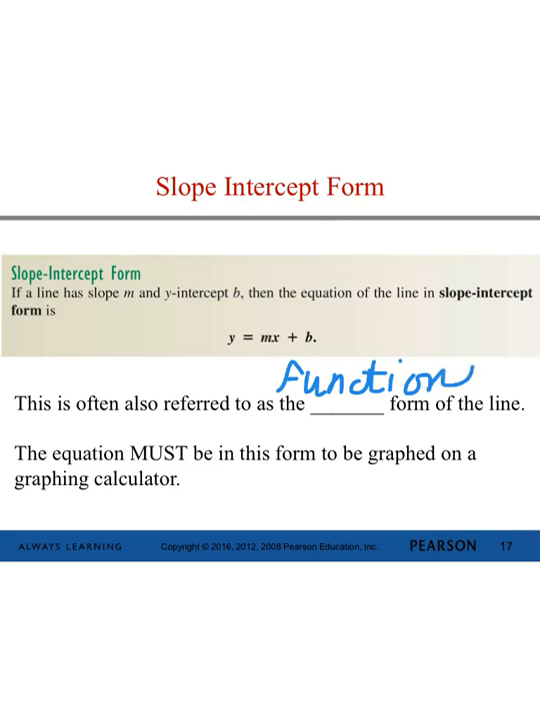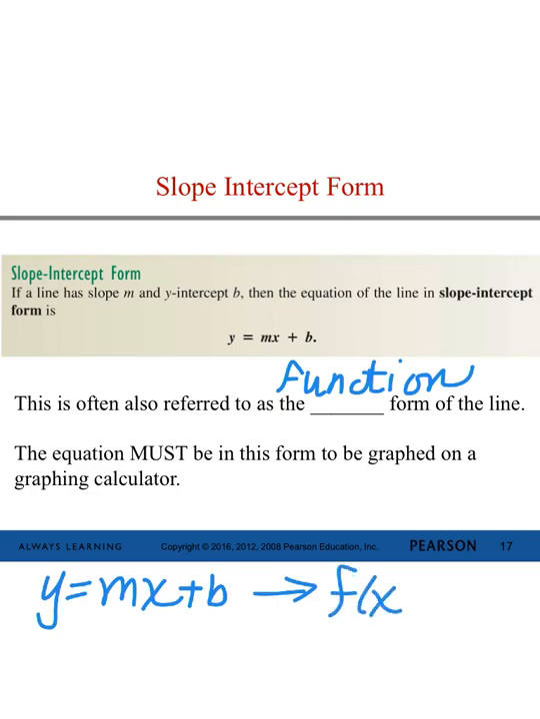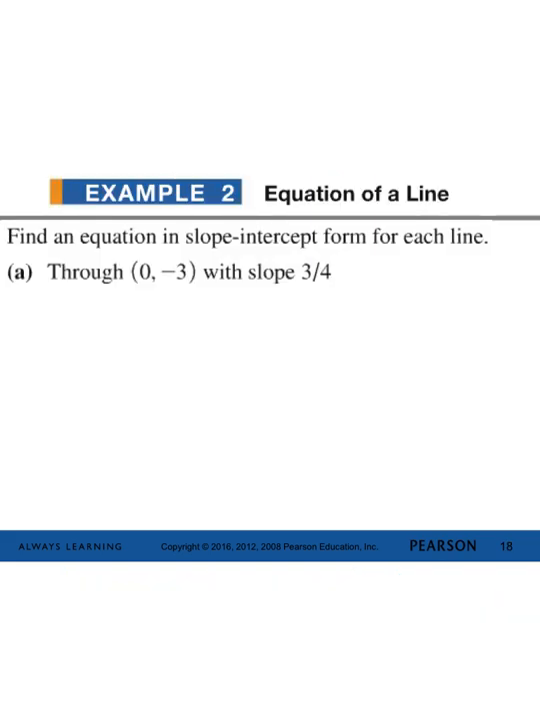In other words, instead of having y equals mx plus b, sometimes what we'll see instead is f of x is equal to mx plus b. And this is called function notation. It doesn't mean f times x. It means that y is a function of x, or f of x, function of x.